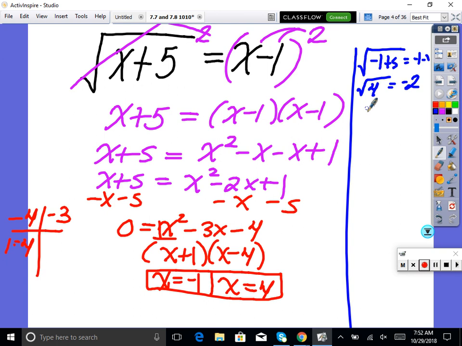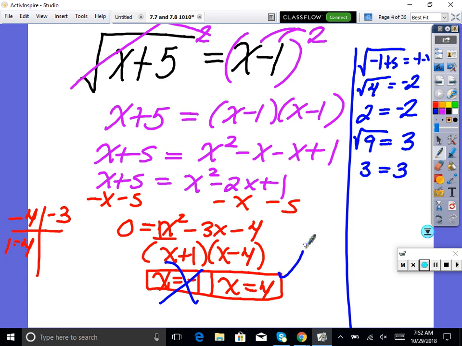The square root of 4 is what? Does 2 equal negative 2? No. So negative 1 is an extraneous solution. We've got to cross it out. Let's plug in 4. The square root of 9, because 4 plus 5 is 9, needs to equal, and it was 4. So 4 minus 1 is 3. 3 equals 3 does work. So this one's good. So our only solution turns out is 4.